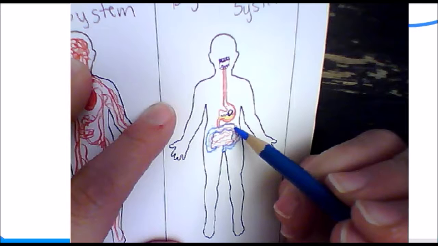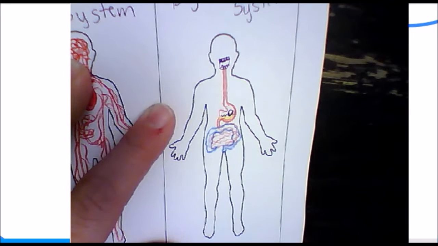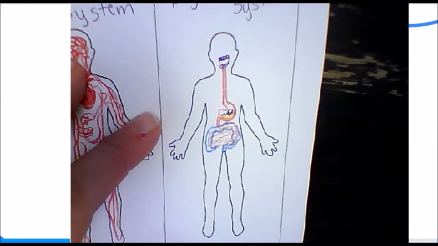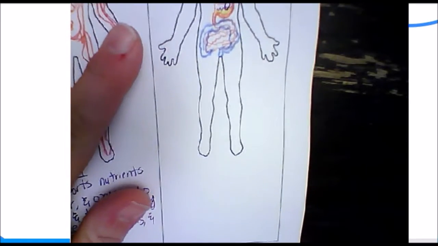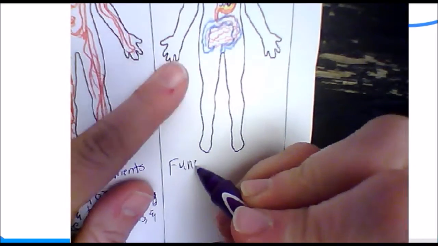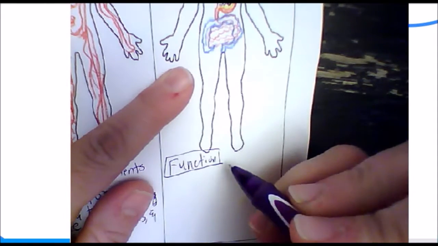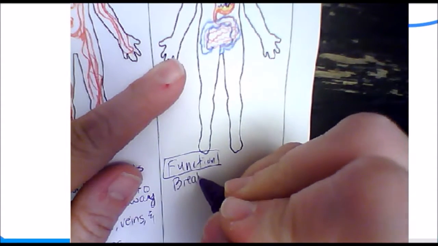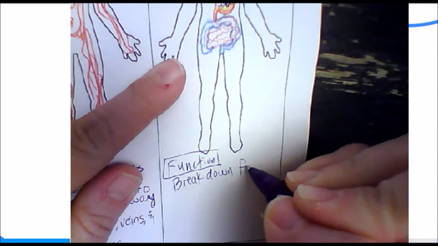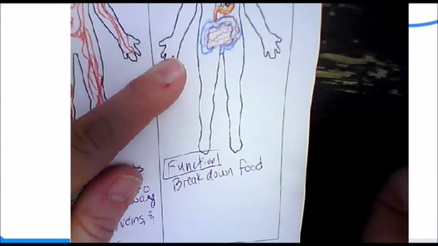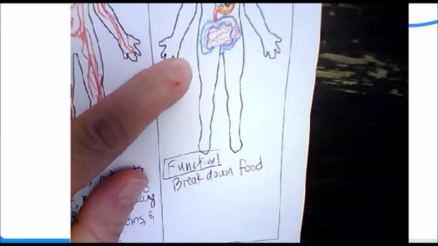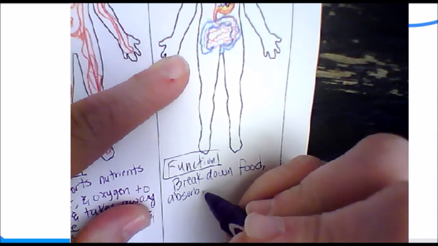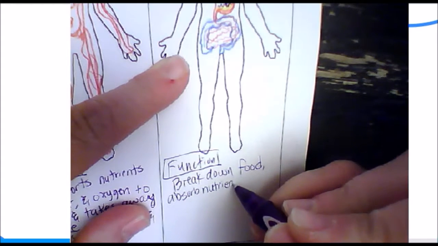All right, once you've got those drawn, let's go ahead and write the function and the organs that we need to know about this digestive system. So here we go, the function here is to break down food. Absorb nutrients, N-U-T-R-I-E-N-T-S, and water.